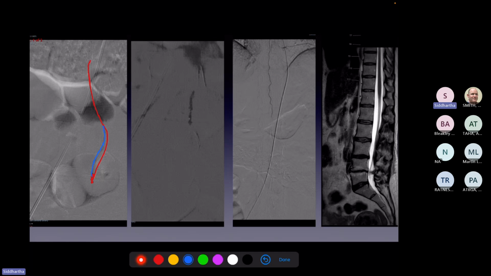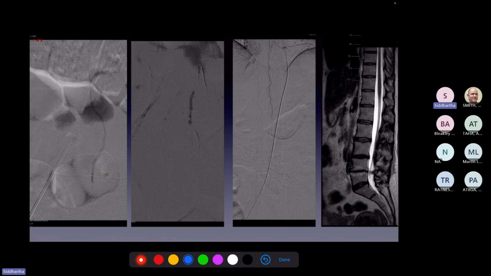So the catheter is coming all the way like that up to here. And that's the glue injection. The glue injection is in the vein, and the vein goes up like that. So this is the post-embolization, and following embolization, the patient has recovered.